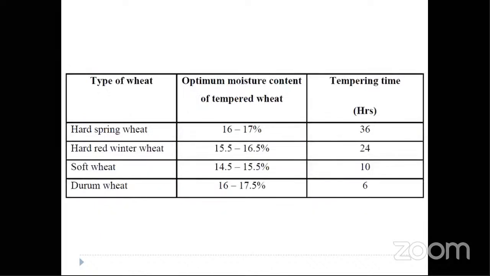So this table shows the type of wheat, the optimum moisture content, and the tempering time. As you can see, soft wheat is around 15%. For hard wheat, it is around 16 to 17%. Durum wheat, again 16 to 17.5%, because it is a very hard wheat variety.